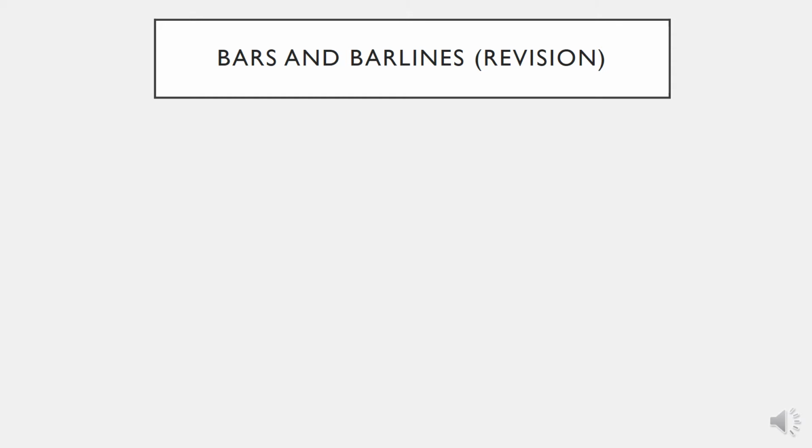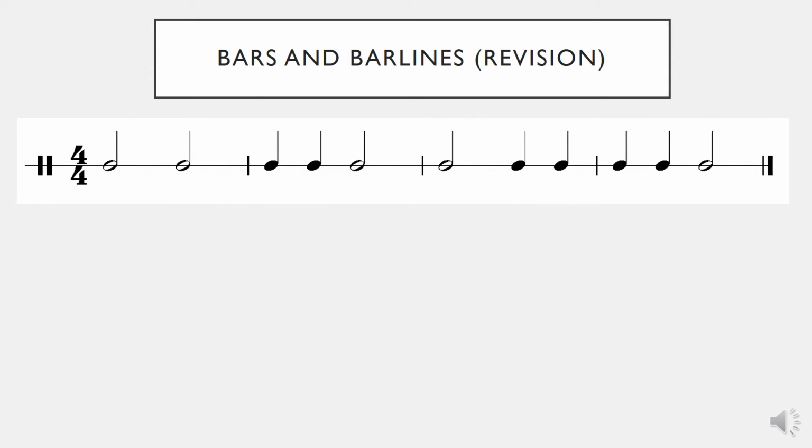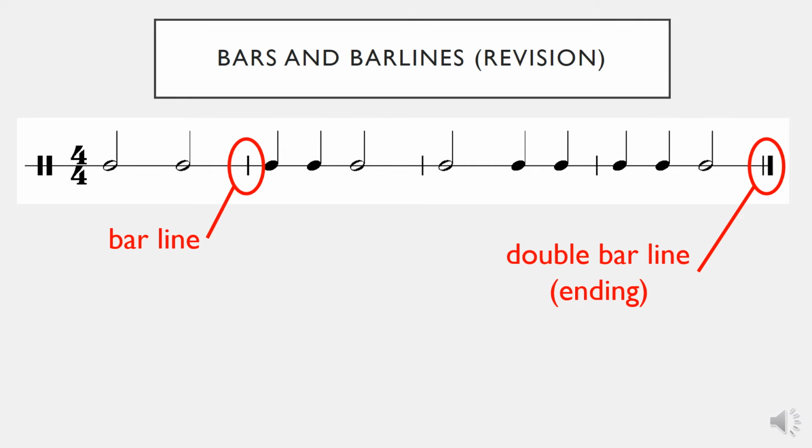Let's start with a bit of revision about bars and bar lines. This is one of the rhythms you might have clapped during a music lesson. You can see that there are lines like this one dividing up the music, and a special double bar line at the end, which means it's the end of the music. Without bar lines, music is a lot more complicated to read and it's much easier to get lost.